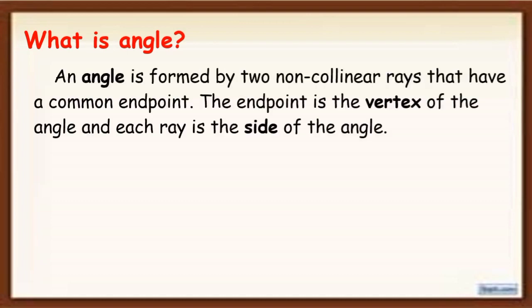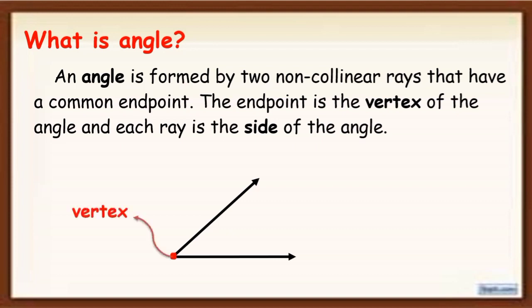An angle is formed by two non-collinear rays that have a common endpoint. The endpoint is the vertex of the angle, and each ray is the side of the angle. So the example of an angle is this one. This one is what we call the vertex.